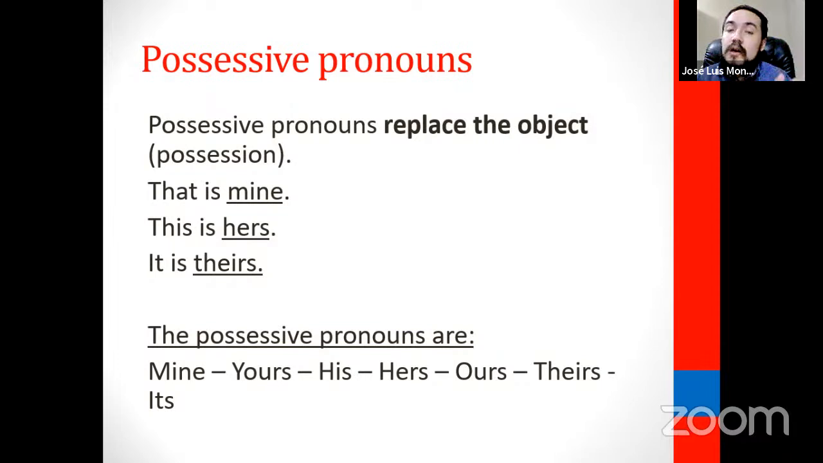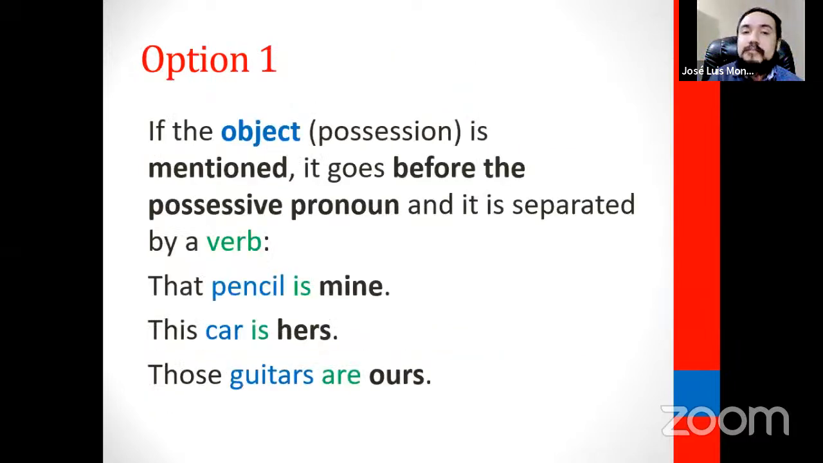You can say those are mine, right? And we don't say mines, for example, only mine. Hers, not because it's plural, it's because it's a pronoun. Theirs, also because it's a pronoun. So the possessive pronouns are mine, yours, his, hers, ours, theirs, its. Now we have ways of using these possessive words.